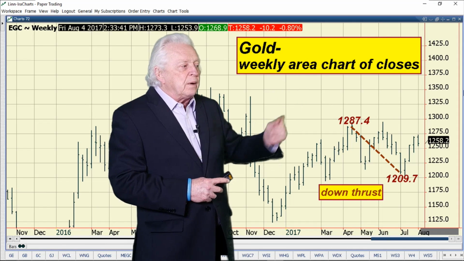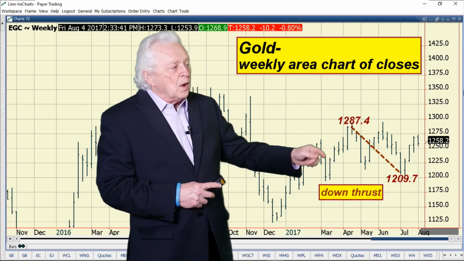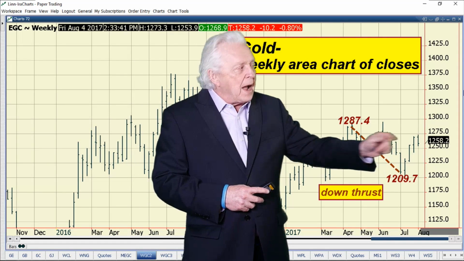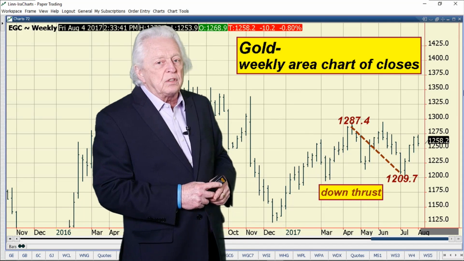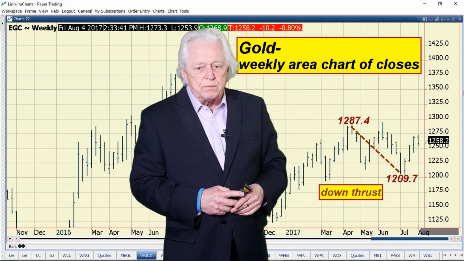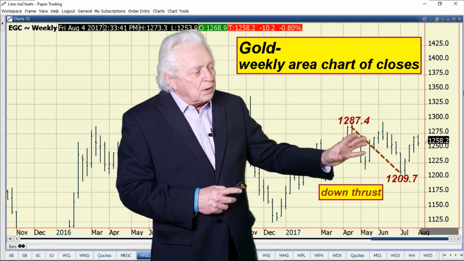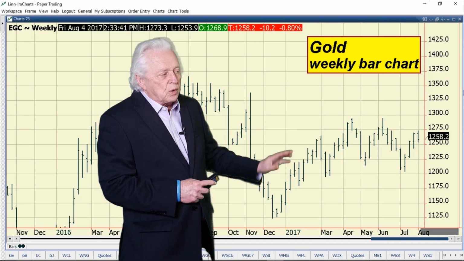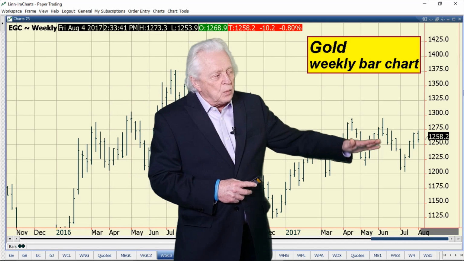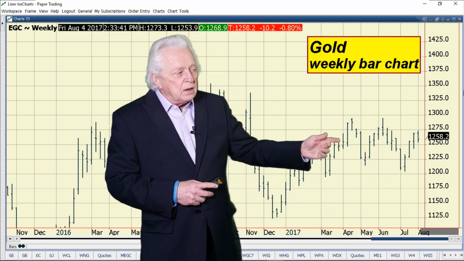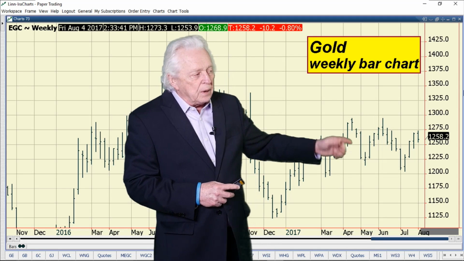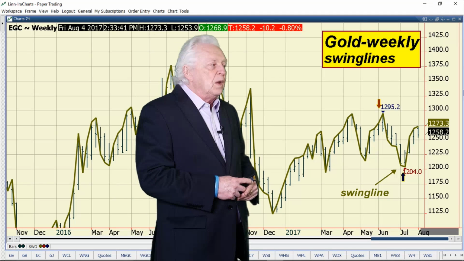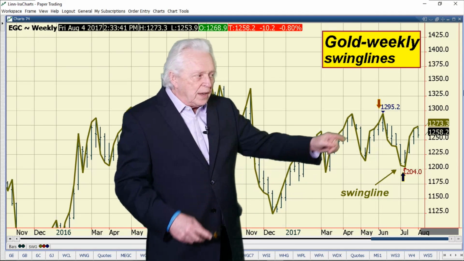On a weekly area chart of closes now, the market has gone from 1287.40 to 1209.70, back up, got as high this week as 1273.30, and then dropped itself back down. So the overall thrust of the market is still one of a decline. You see on the chart when I just give you the weekly bar how this market's just been in waves moving up and down, literally between the 1295 area down to the 1205 area, just sitting back and forth in there. When I put the swing line on the chart, and that's what these numbers are.